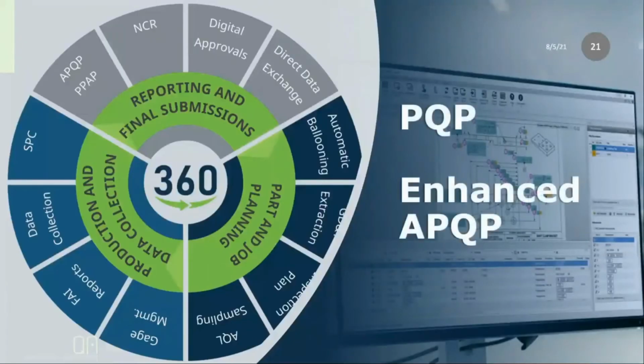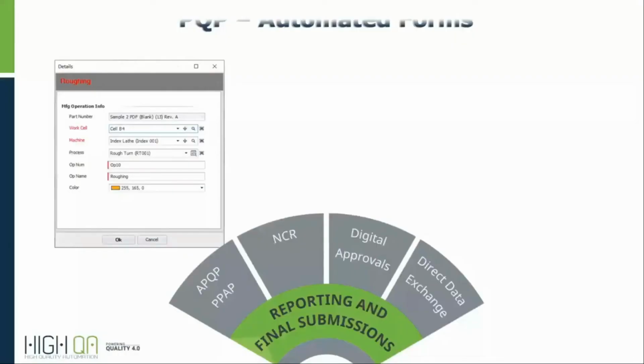Now, let's briefly touch on our PQP functionality, which is a form of enhanced APQP. So throughout this presentation, we've been trying to paint a picture of what HighQA can do for you to align your quality processes. And this is no different. We've automated and streamlined all APQP documentation. Not only that, but it's also tied to manufacturing operations.